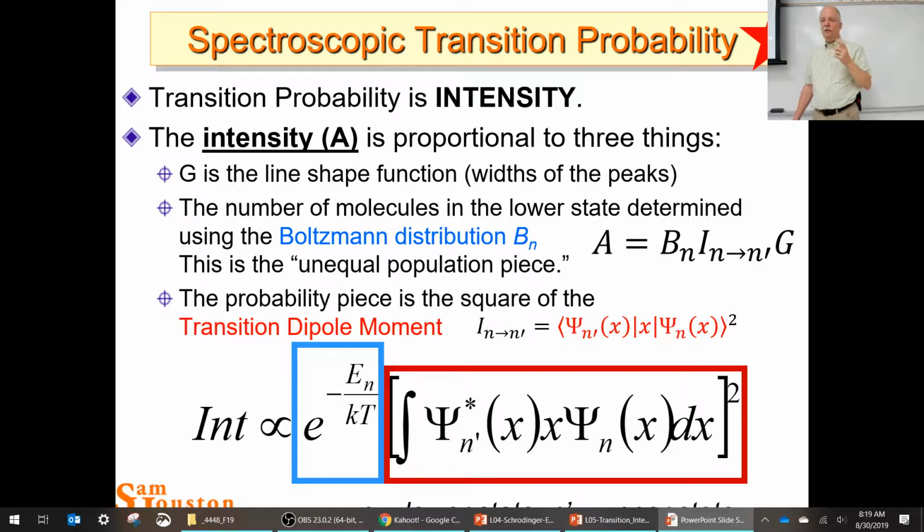So we have the spectroscopic transition probability. We have the Boltzmann piece in blue. That's the temperature dependence that tells us about the unequal populations. And then we have the transition moment integral. So this is the transition moment integral here. For absorption and emission, we call it the transition dipole moment because it's just a single photon of light. It's a dipole, electric dipole. And so this is the integral in Dirac notation, and here it is sort of spelled out with the regular integral dx. So this piece right here is the same as this piece. It's in red.